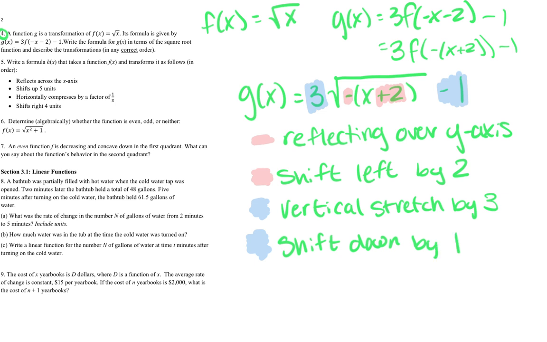So when we think about what order these should go in, we want to think about horizontal axis first, multiplication first, then we're going to do vertical axis, multiplication first. So we're going to start with our reflection. We're going to do our shift left, then we have our vertical stretch, and then we finally have our shift down.